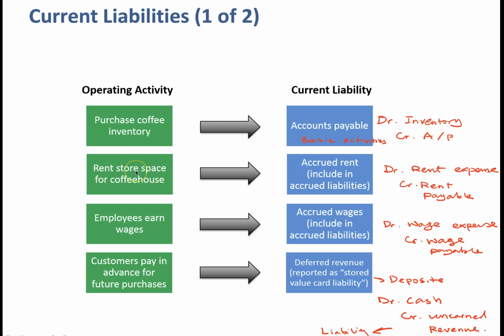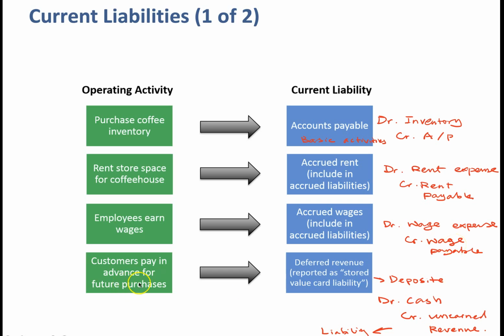If a company rents a space for a coffee house, the company would accrue rent, which means the company does not pay the rent upfront, but pays the rent later. When that happens, the company would debit rent expense and credit rent payable. Now, rent payable is a current liability because it has to be paid within a year. When employees earn wages, the company would accrue wages and include them in accrued liabilities. The company would most likely debit wage expense, credit wage payable.